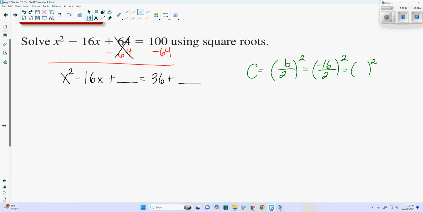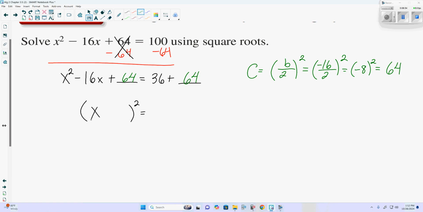Now at this point, we need to divide. Negative 16 divided by 2 is negative 8. And negative 8 squared is 64. So we can plug that into both sides to get our perfect square trinomial, which is really telling us that the x squared minus 16x plus 64 was a perfect square trinomial to begin with. Questions on this before we factor and solve?